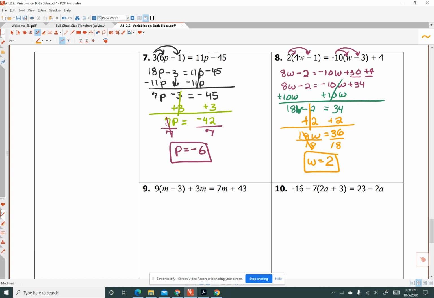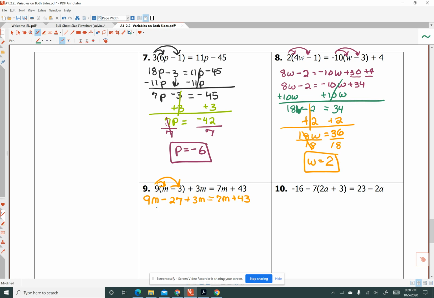Let's look at 9 and 10. So I see we're going to combine like terms and one distributive opportunity. So 9 times m and 9 times negative 3. So that's going to be 9m minus 27. So positive 9 times negative 3 is negative 27 plus 3m. I cannot combine the 3m and the 7m because they're on different sides of the equation. So they'll have to wait for a minute for me to use inverse operations. Equals 7m plus 43.